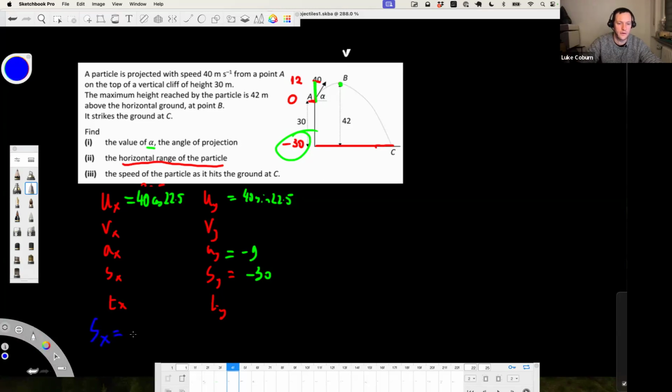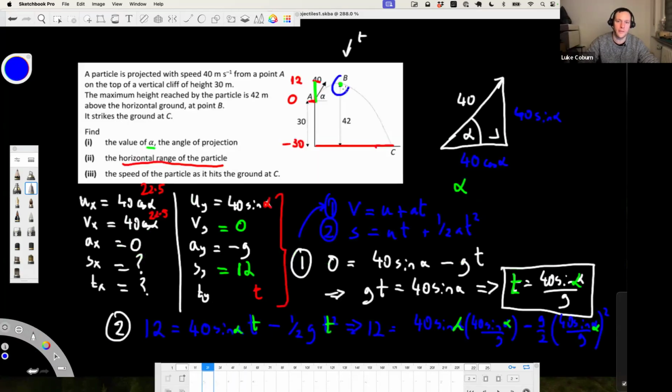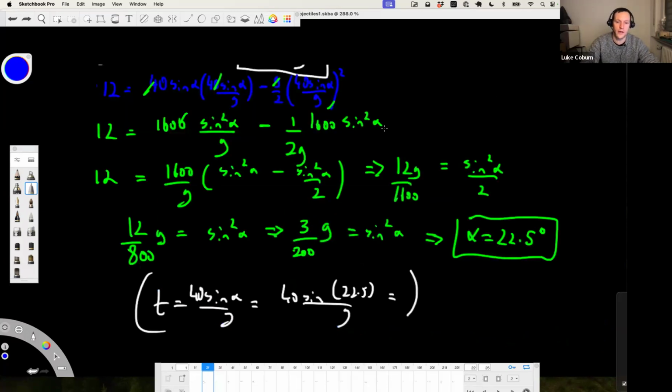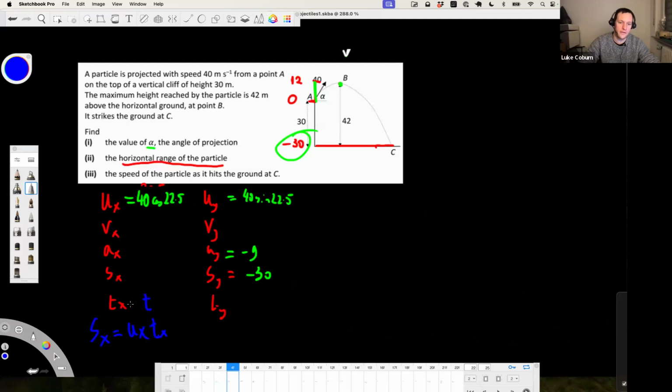So we need sx is equal to ux times this tx here, which we'll just call t. This is a different time to the time that we found the last time, because the time that we found the last time was the time that corresponded to the greatest height. I said before that when you get to the top, that's time to the greatest height. And then when you get to the bottom, that's only the case if you end up being back at the same height again, right? Here we're way down, so we don't know what that time is. So Tx is equal to T. So we need to find out what that T is then.